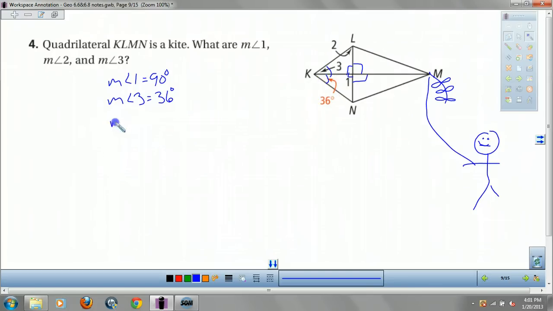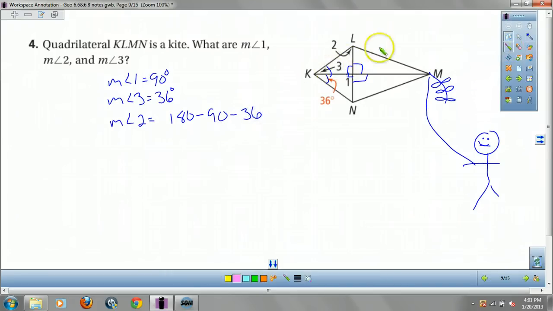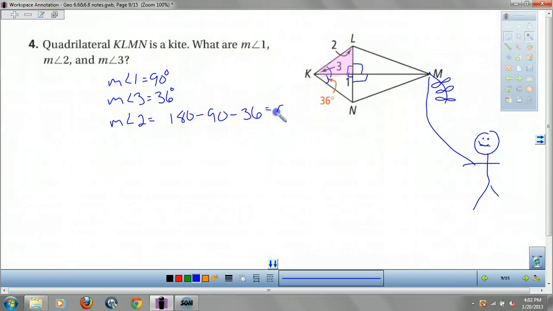And now how do I find 2? It's going to be 180 minus 90 minus 36, because it's a triangle up here, right? It's a right triangle. So 90 plus 36 is 126, and 180 minus 126 is 54. Okay, and we're done.